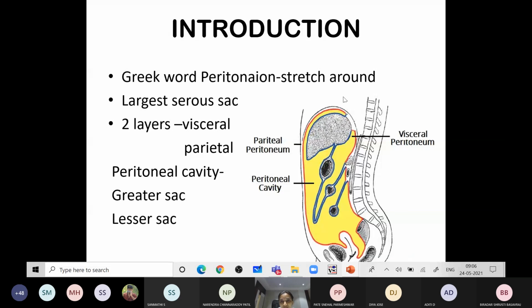This yellow cavity is the peritoneal cavity. It is divided into two parts, the greater sac and the lesser sac. The lesser sac is present behind the stomach. As the name suggests, it's a small sac. The rest is the greater sac, a larger sac in which different abdominal organs are floating.